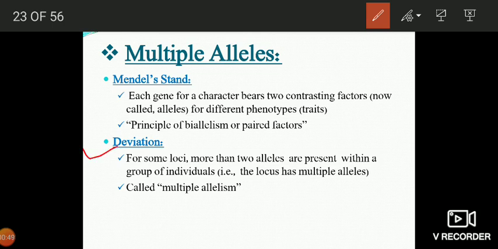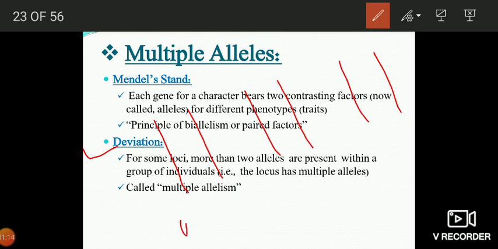Now, after Mendel, a deviation arose wherein for some loci it has been found that more than two alleles are present within a group of individuals, or you can say the locus has multiple alleles. Okay. After Mendel, it has been found that some genes are not just being represented by two contrasting factors. Instead, they possess more than two contrasting factors within a group of individuals.